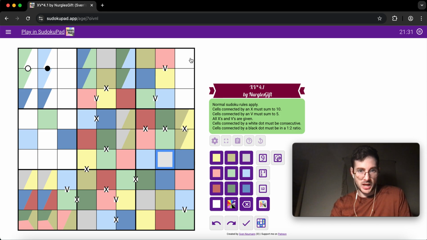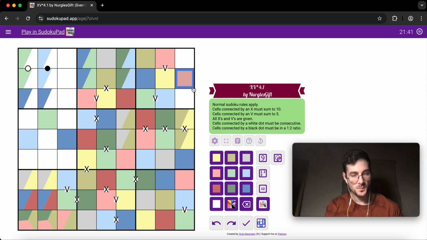And where can dark red go up here? Can't go here because it's seen by that. Can't go here because it's next to a light red with no X. So our dark red is right in the middle. And we are left with gray, which can't go up here, so it must be here, and dark green.